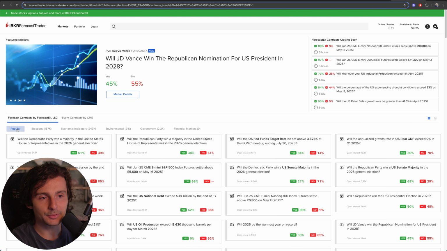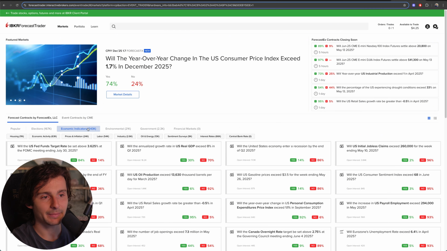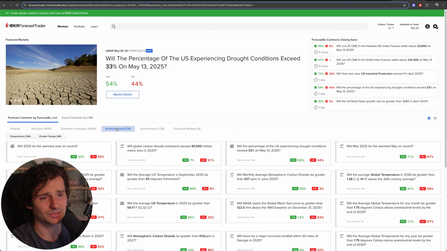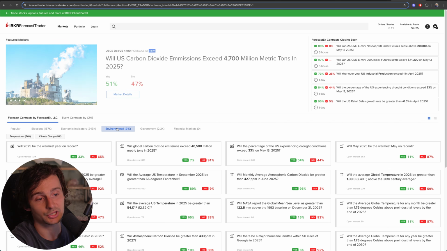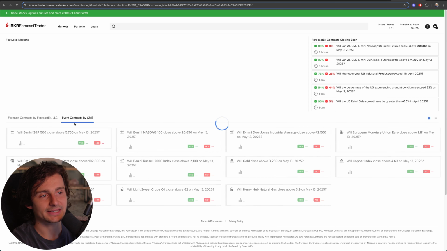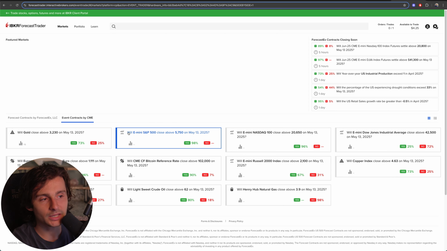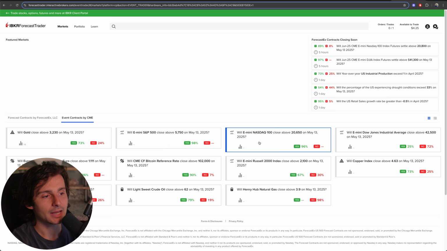You'll have a popular tab here. You'll have elections, tons of options there, economic indicators, environmental options, which is super interesting. This goes so much further than just the stock market. There are event contracts on climate, temperatures, which is pretty cool. Governments, financial markets, you'll see down here, but you'll see more of that if you go into event contracts by CME. Here's where you can look at different things like gold, S&P futures or the NASDAQ and where things will close on a given day.